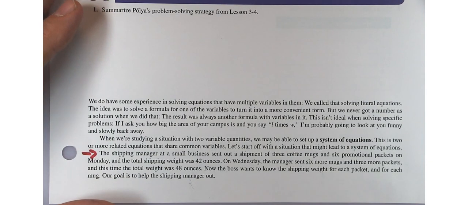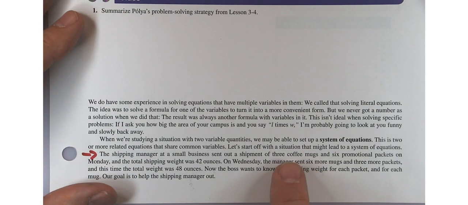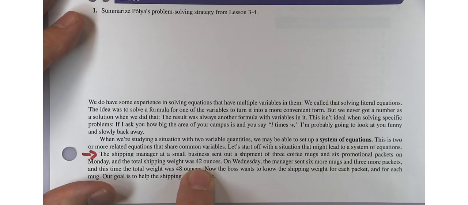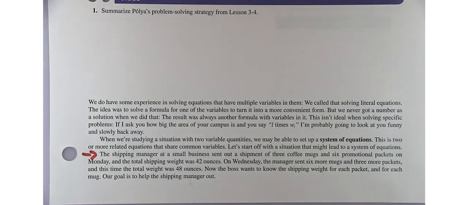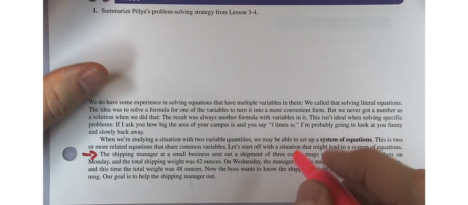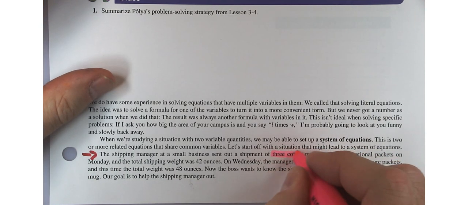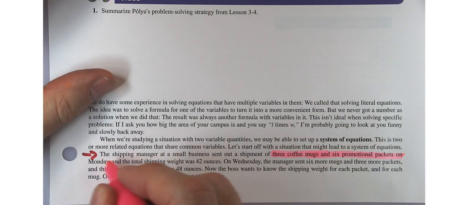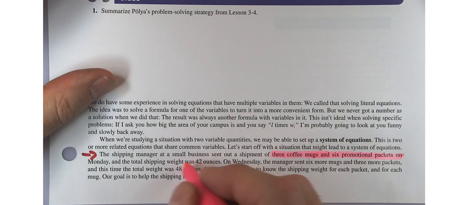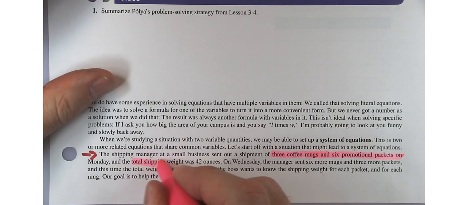It says 3 mugs and 6 packets had a total shipping weight of 42 ounces. Can someone write an equation that describes that part? Let me highlight it here for us. 3 coffee mugs and 6 promotional packets had a total shipping weight of 42 ounces.